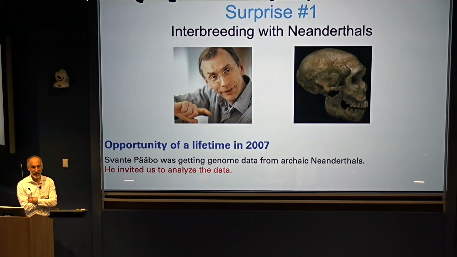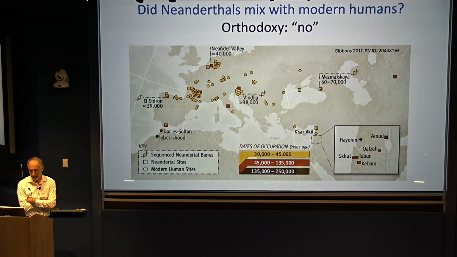And he invited us to analyze the data, and in particular to look at the questions about whether they had mixed with us or our ancestors in some ways as modern humans exploded outside of Africa and the Middle East after 50 to 70,000 years ago. And we know that they overlapped. Here's a map from a popular science article about where they overlapped.